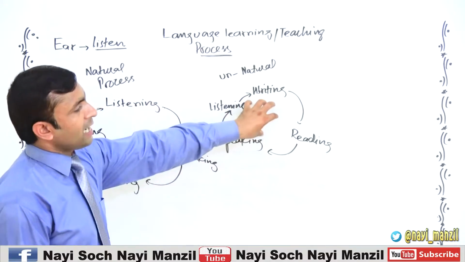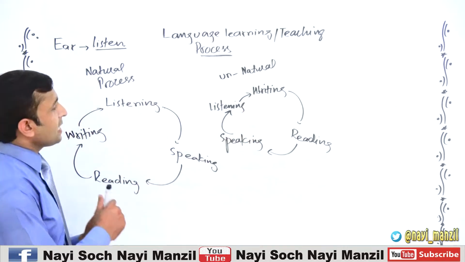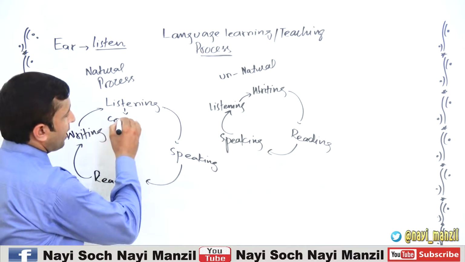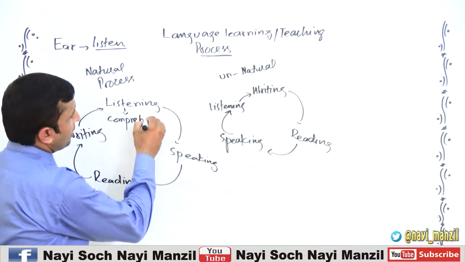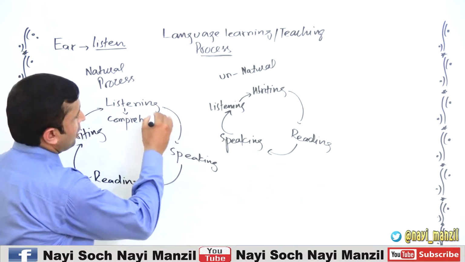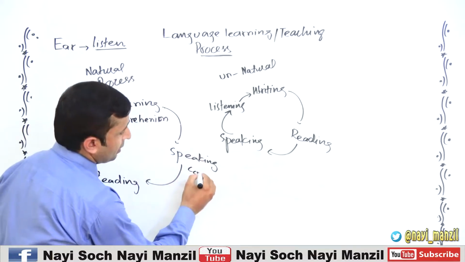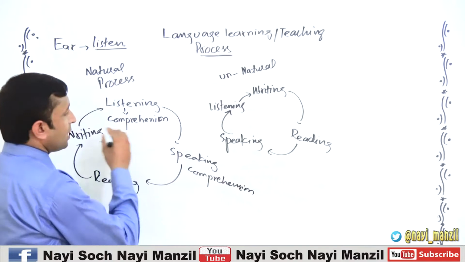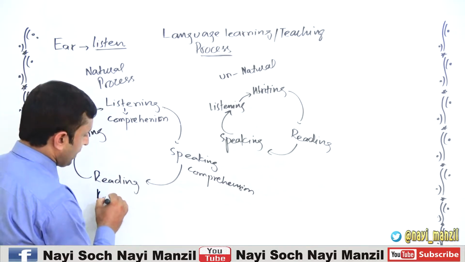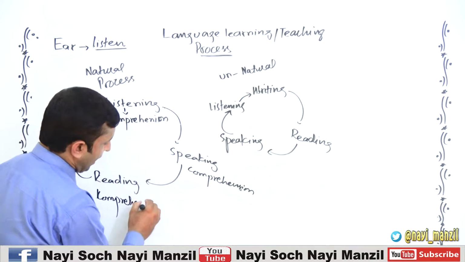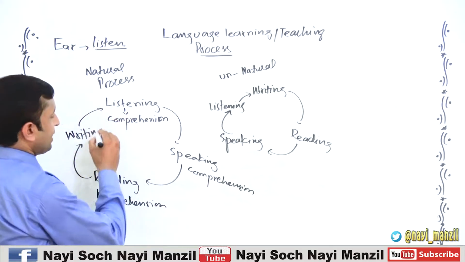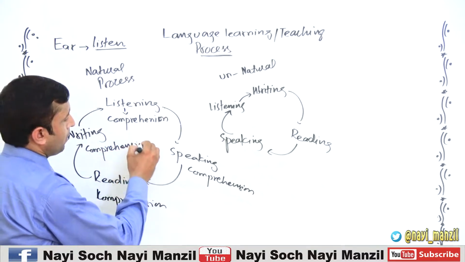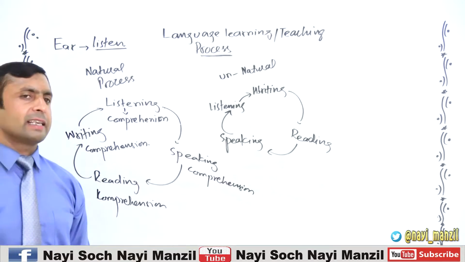So we have to change this process first. And in this process, there is also a lack. We not only listen, we comprehend. So there should be the addition of comprehension. Listening comprehension, then speaking comprehension. With every stage, there should be the addition of comprehension, reading comprehension, and with writing there should be comprehension. Why is comprehension necessary?